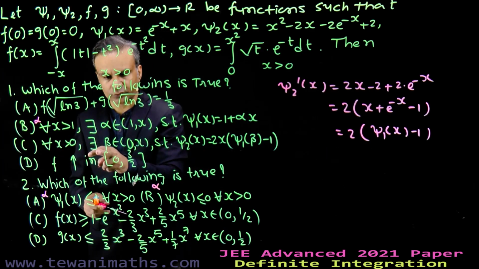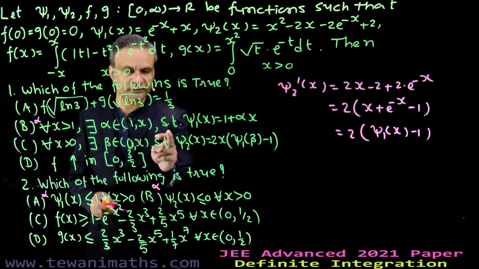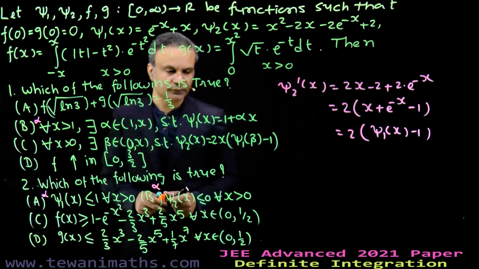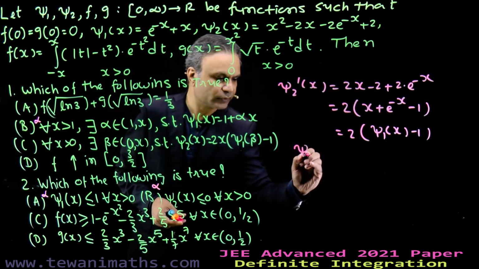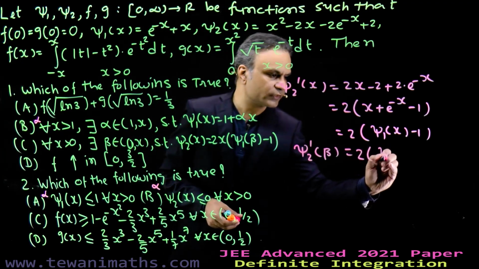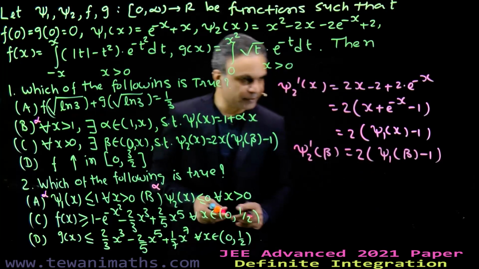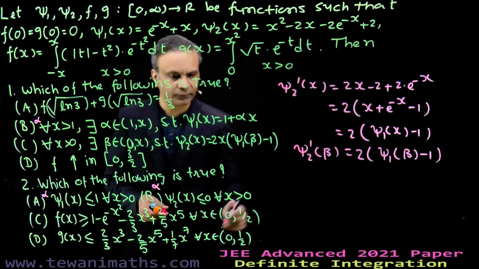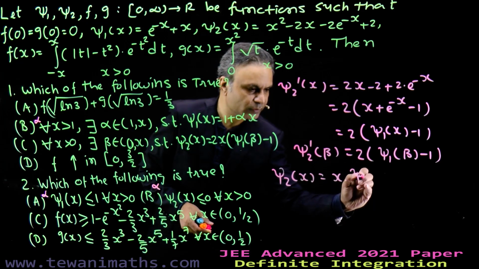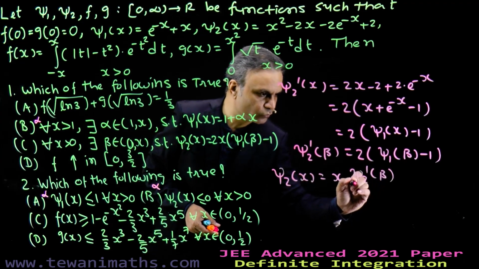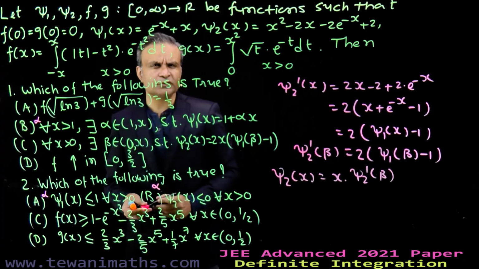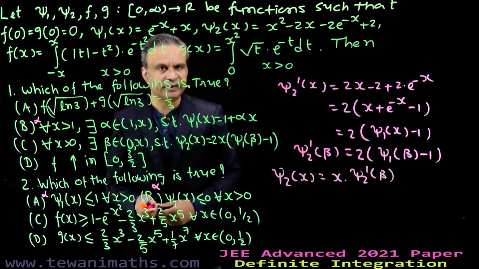For every x greater than 0, there exists beta belongs to 0 to x such that psi 2x is 2x into inside bracket psi 1 beta minus 1. Now from this, derivative of psi 2 at x is equal to beta will be 2 into inside bracket psi 1 beta minus 1. We have here this derivative. Okay, that means we have to check psi 2x is equal to x into derivative of psi 2x at x is equal to beta. Okay, now we can use LMVT, Lagrange's mean value theorem.